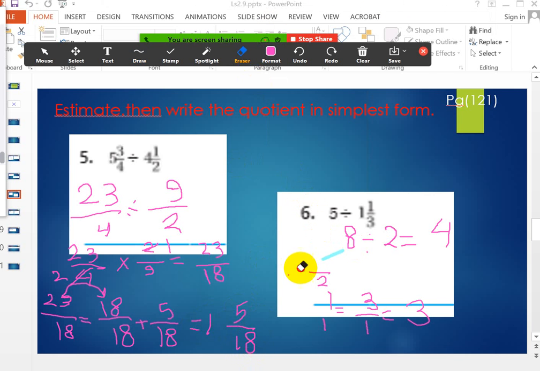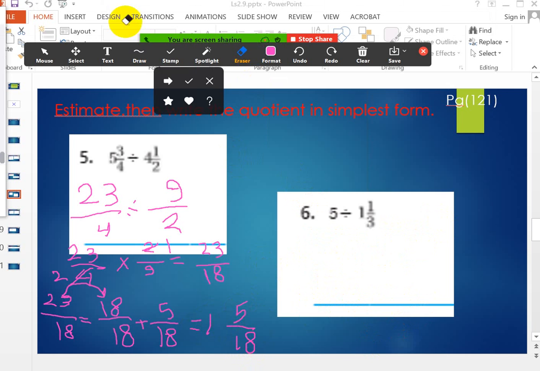Now I will solve number 6. It's 5 divided by 1 and 1 over 3. So how will I, you don't have a space, use a sticky note. Use a sticky note or write on a white paper. If you want to write the full answer or the whole steps, but if you want to write only the final answer, it's up to you. So 5 divided by 1 and 1 over 3. If I want to convert this number into a fraction and this number into a fraction, it will be 5 over 1.